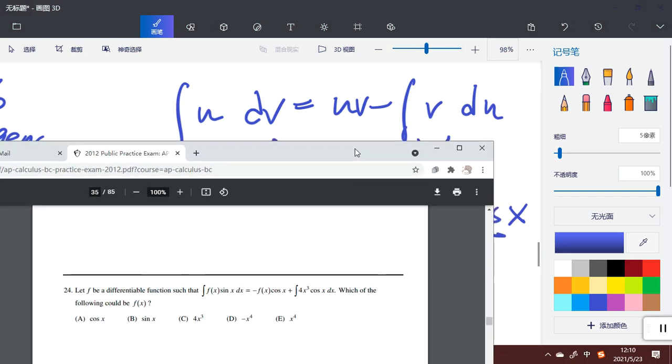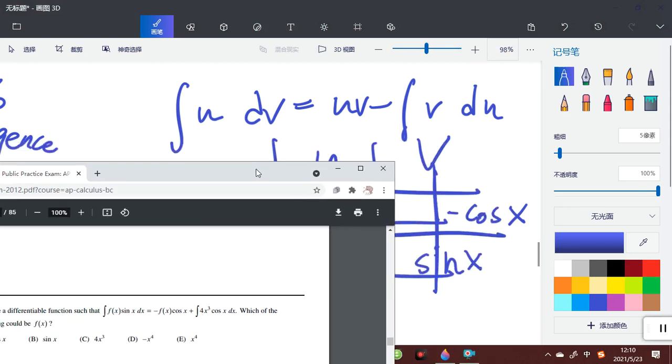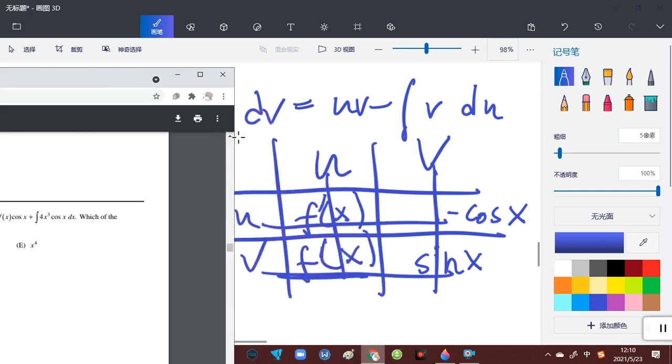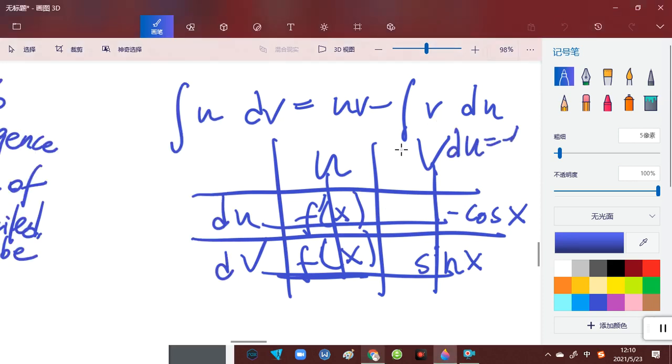So now let's look at which one is the right one. Now let's look at the third one: 4x cubed times cosine x, which here is supposed to be v and du. We can find that the original version is sine x, and negative cosine x. This is the original version, but it changed to cos x here. So this means that du is actually negative 4x cubed. This is important, negative 4x cubed.